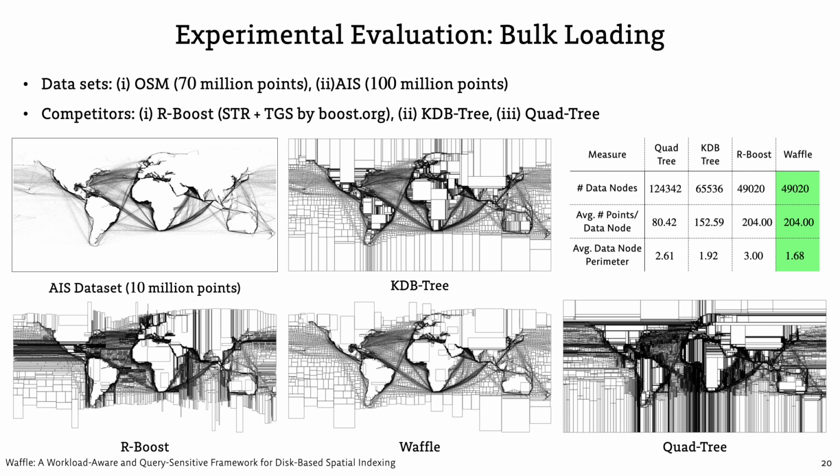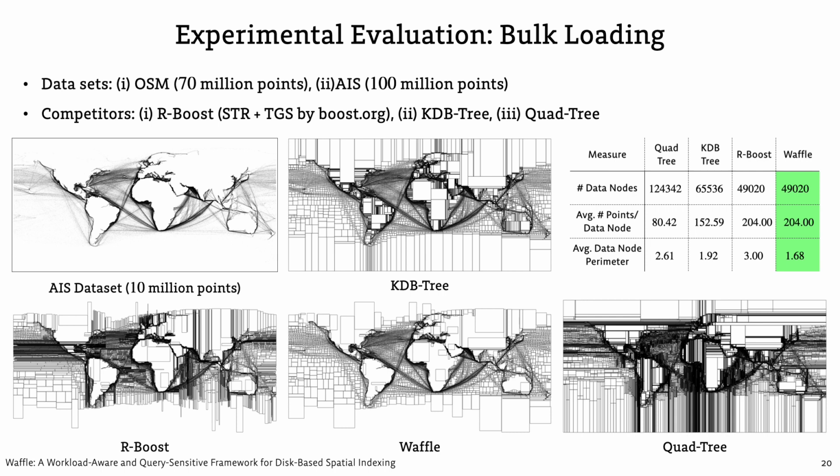To give a preview of the quality of partitions, these are snapshots of data node extents of various bulk loading procedures when employed on a sample of 10 million data points from AIS. As you can see, a good index should give a good visualization of different trajectories taken by ships across the globe. We can clearly see some of those trajectories in Waffle due to its more square-like shapes. However, RBoost, which uses STR, that uses tiling approaches, produces many spaghetti-like nodes, which are not good for range queries.